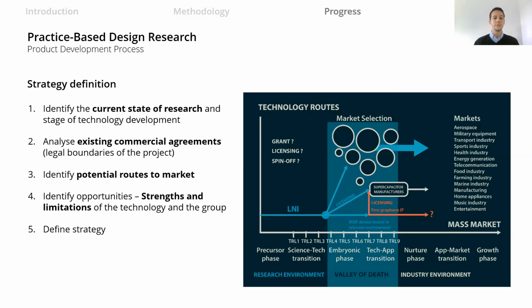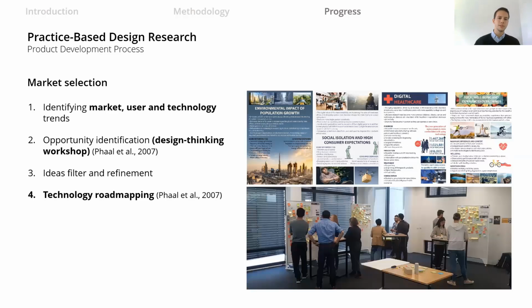Then we identified some possibilities or routes to market, depending on the entrepreneurial approach we selected. Would we be interested in doing licensing, for example, or do we want to use the IP to create a new company? And then after we understood that, we identified some initial opportunities by looking at what were the strengths and limitations of the technology we had and the group. This is important because we also need to look at what we have in terms of resources and knowledge. So after that, we set an overall strategy for the technology development.